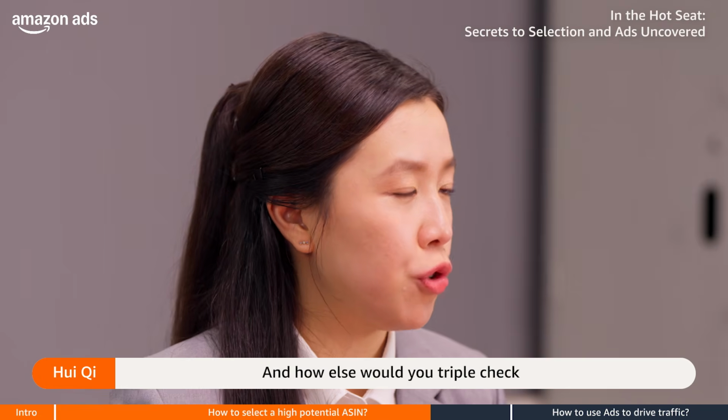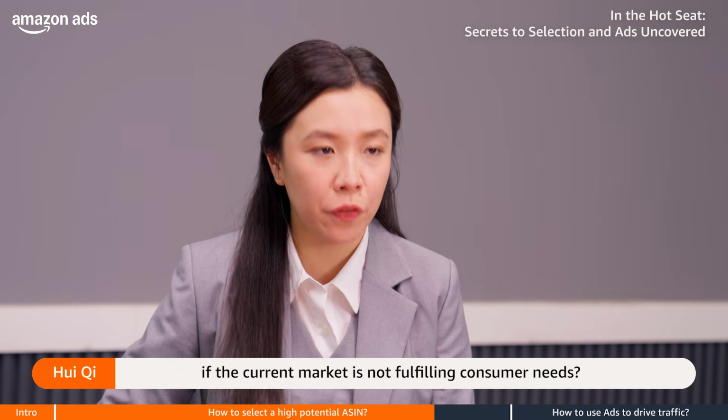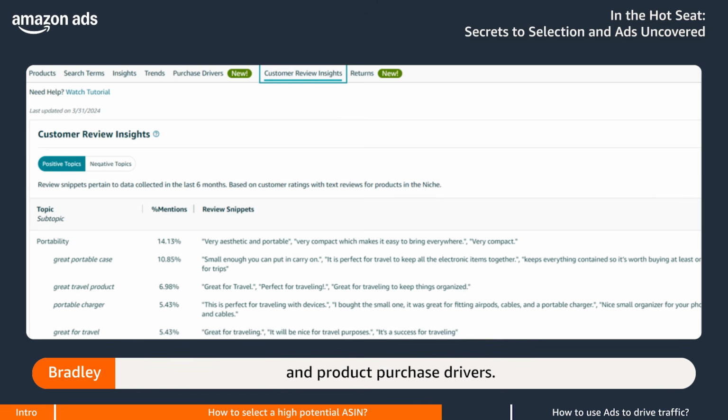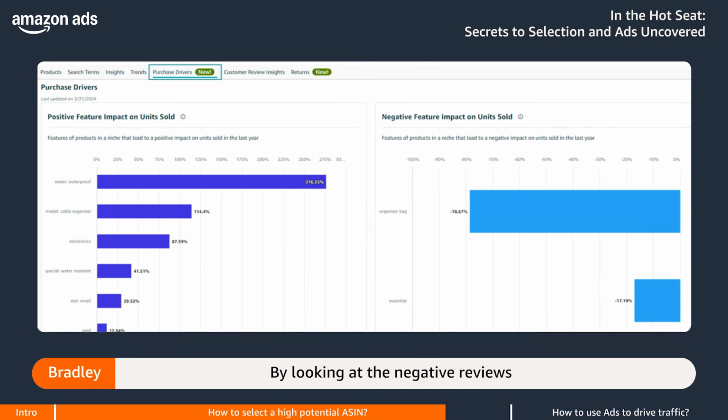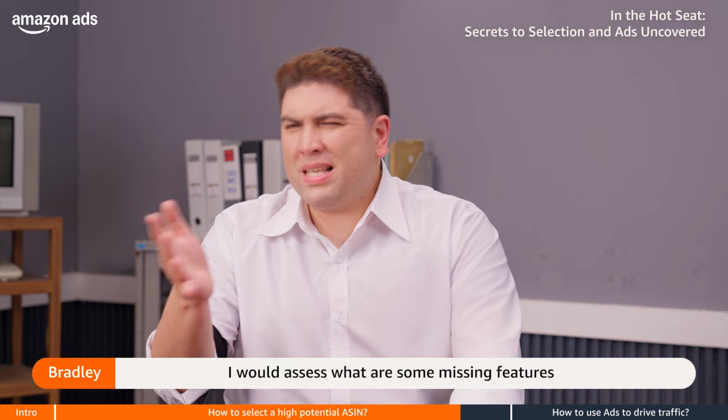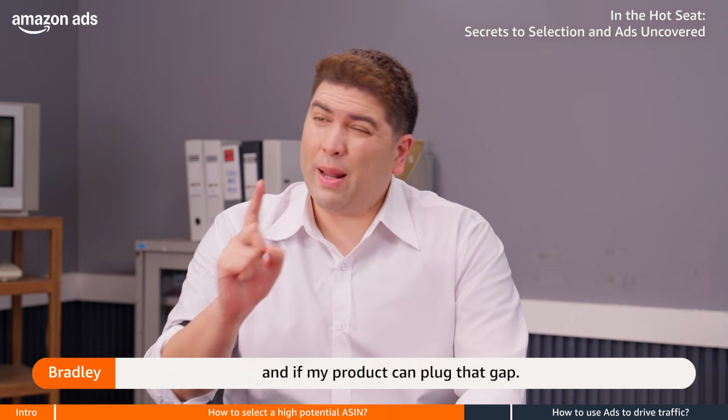And how else would you triple check if the current market is not fulfilling consumer needs? I would balance it by reviewing customer reviews and product purchase drivers. By looking at the negative reviews and the product features that are driving the purchases, while looking at some of the top products in the category, I would assess what are some of the missing features and if my product can plug that gap.